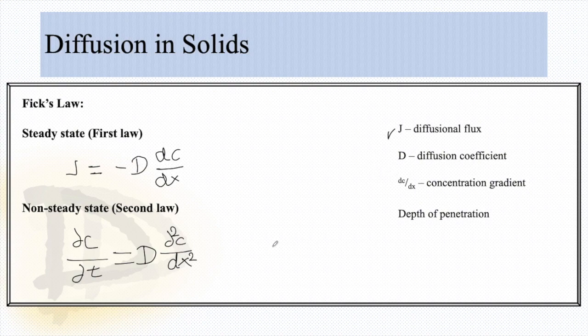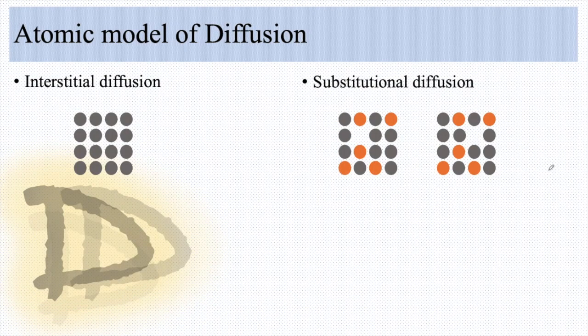And the second law on non-steady state tells that the change in concentration with time is given by the diffusion coefficient and the second differential of the concentration gradient. Depth of penetration is given by the square root of diffusion coefficient times time, as given by the atomic model of diffusion.